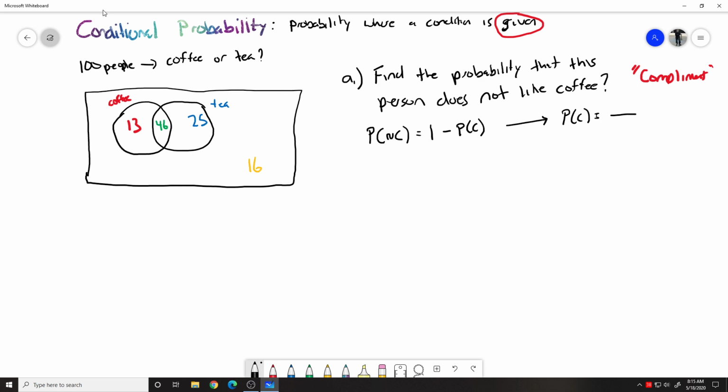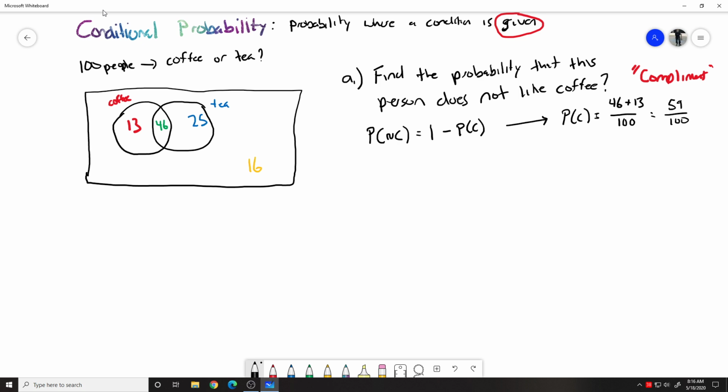Well, these 16 here don't like coffee. These blue 25, they don't like coffee. They only like tea. These 46 people here, they like coffee and tea, but they do like coffee, so we have to count those 46 people. And these 13 people here in red, they only like coffee, but they do like coffee, so we have to count them. So 46 plus 13, out of, well, we said the survey was for 100 people. 46 plus 13 is 59 out of 100, or 59% of them like coffee.